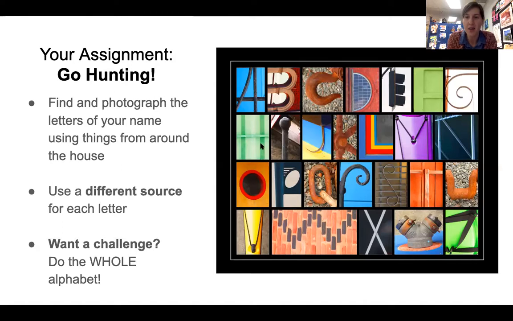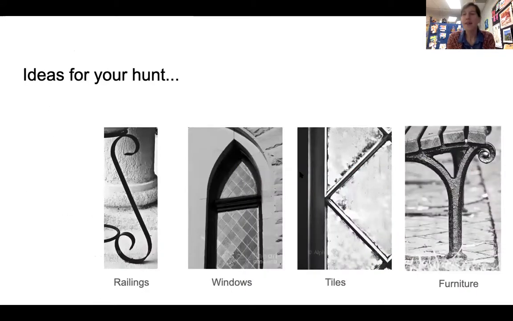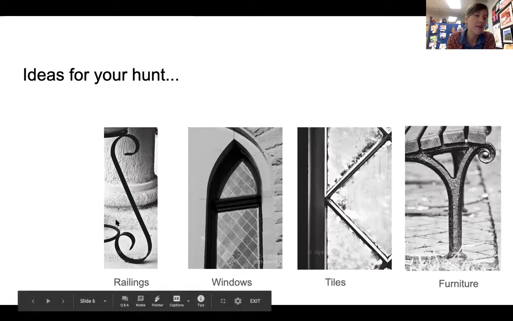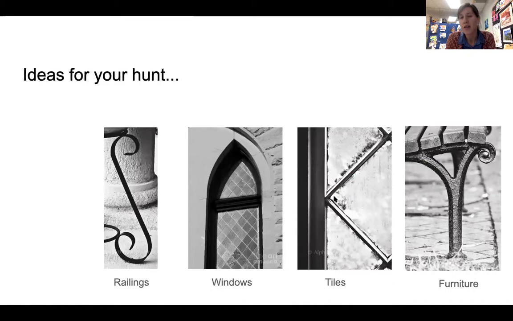So we've got a great example of that right here. Each letter is just a photograph of an object or a building or a certain angle that the artist found just out in nature or out around the house. So here's some ideas for things you can hunt for. You can look for railings or handles. You can check out the shape of windows or sections of windows. Different tiles create some really good angles there.